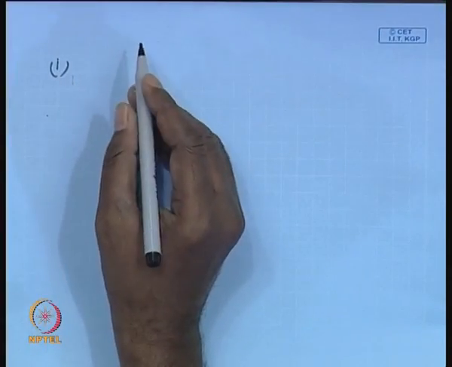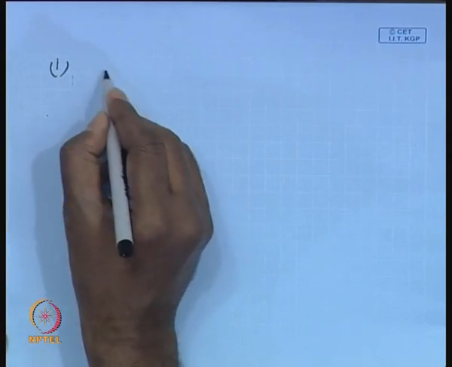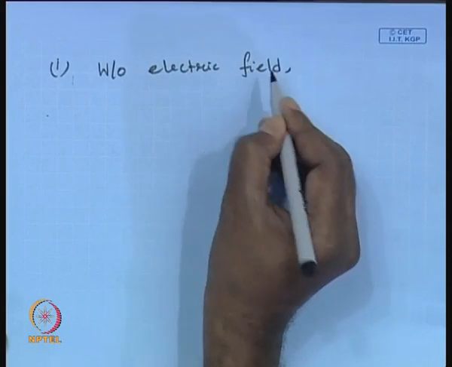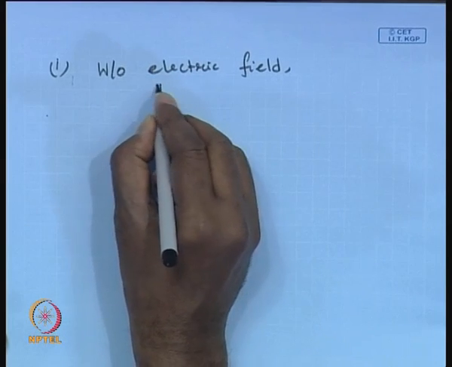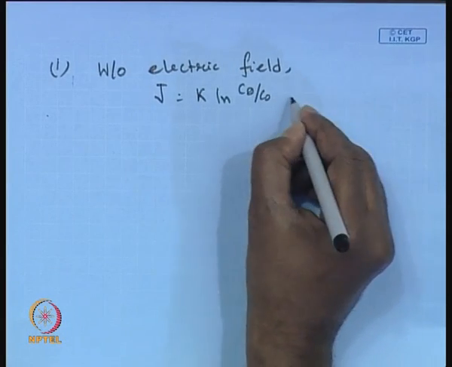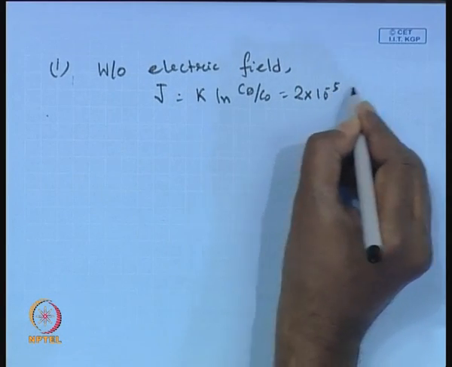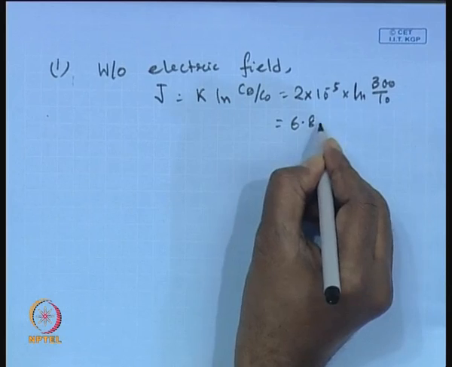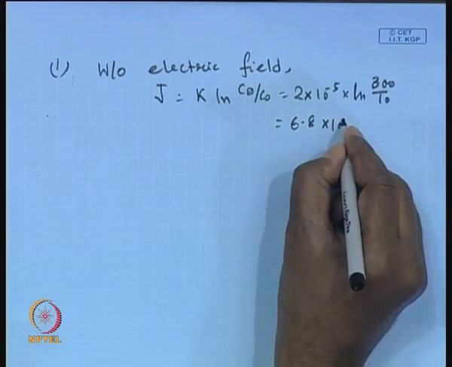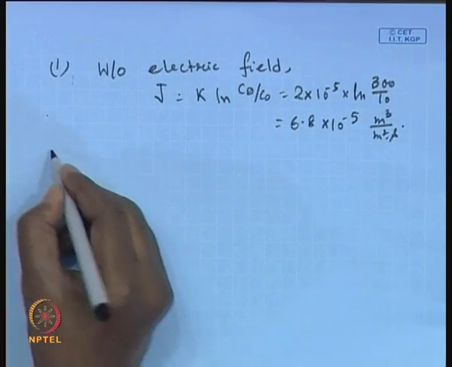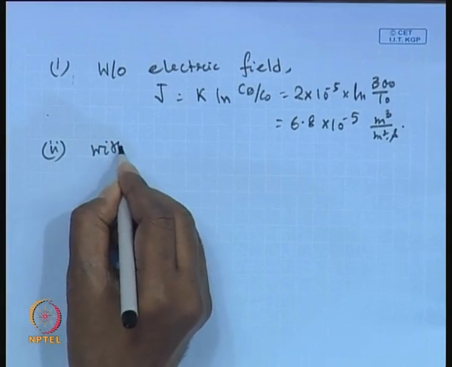Now, first thing is, what is the permeate flux without external electric field? This becomes K ln Cg by C naught, the standard formula. So, this gives you 2 into 10 to the power minus 5 into ln 300 by 10. That gives you a value of 6.8 into 10 to the power minus 5 meter cube per meter square second. And let us calculate with electric field.